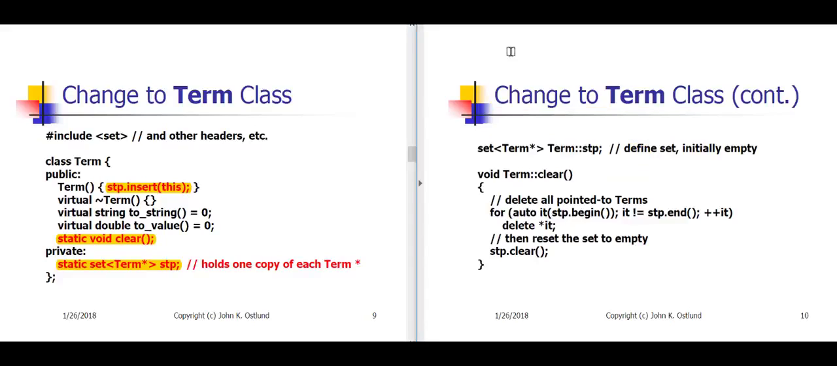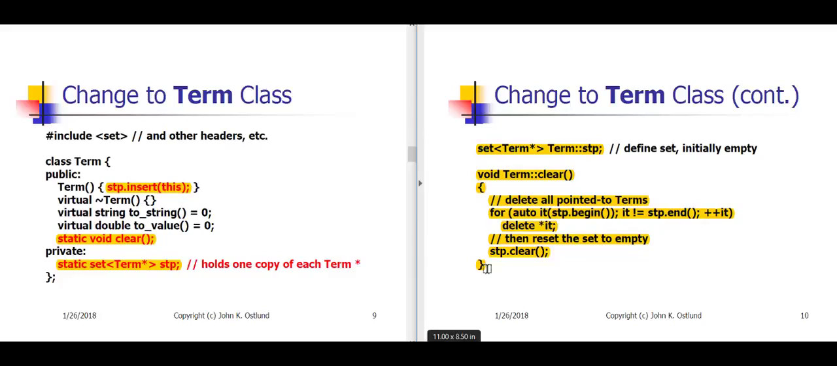So here on slide 10 is what we need to add in the code file for the term class to support the changes that we've made in the definition of the term class in the header. We need to define that STP is a member of the term class and it is a set of pointers to terms. We also need to define what the clear static member function does. It's using an iterator to step through each of the values in the set of term pointers, the STP set, and it's invoking delete on each of those pointed to term objects.